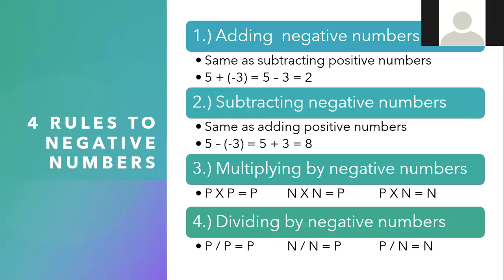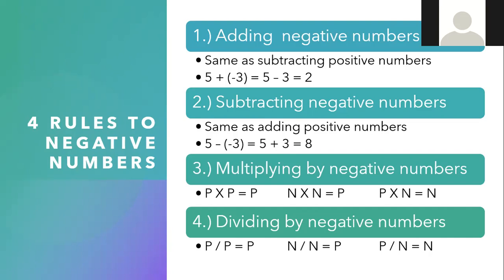And we're going to look at 4 rules for negative numbers. Again, basic recap, but it's really important that we go through this. When we are adding negative numbers, it is the same as subtracting positive numbers. So for example, 5 plus minus 3, or 5 plus negative 3, is the same as 5 minus 3, which equals 2. If we're adding on a negative number, this is the same as subtracting positive numbers. In reverse, if we are subtracting negative numbers, it is the same as adding positive numbers together.